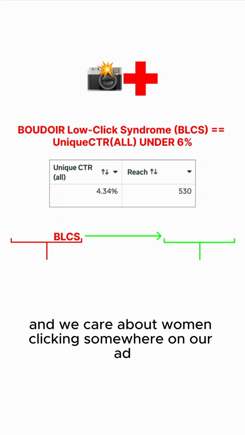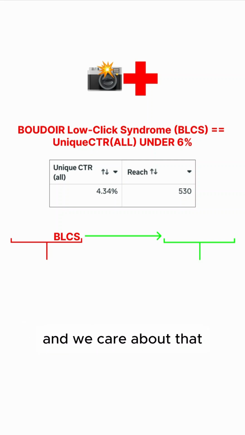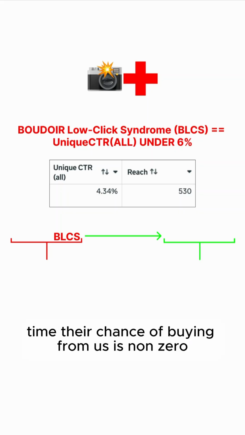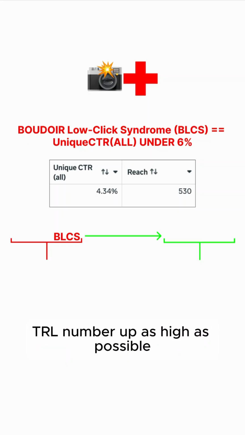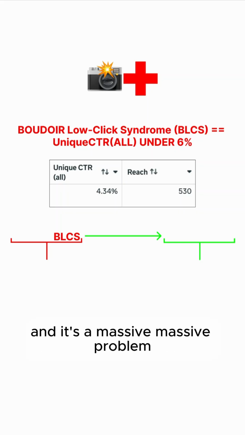And we care about women clicking somewhere on our ad because that means our ad has entered their brain. And we care about that because when our ad enters their brain, that is the only time their chance of buying from us is non-zero. So we got to get this unique CTR all up as high as possible, but under 6% is the most common thing I'm seeing, and it's a massive, massive problem.